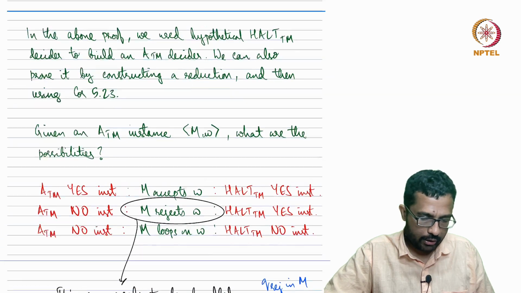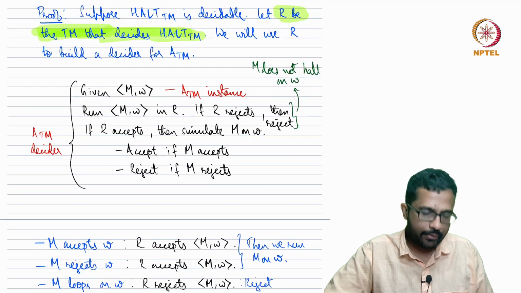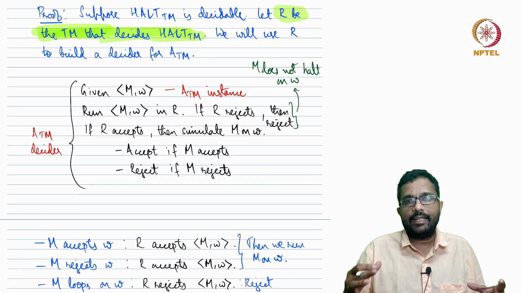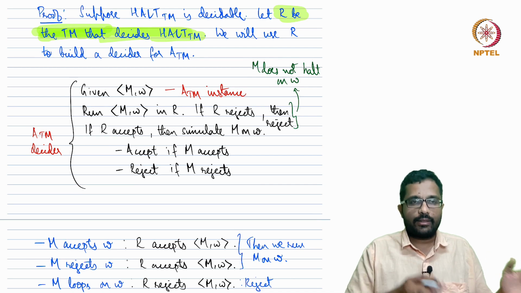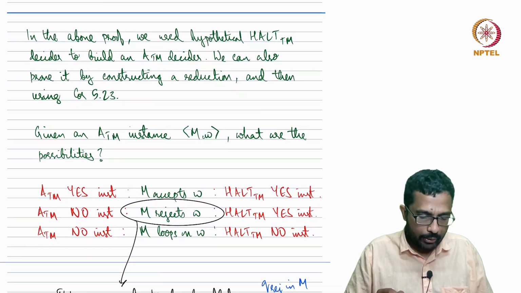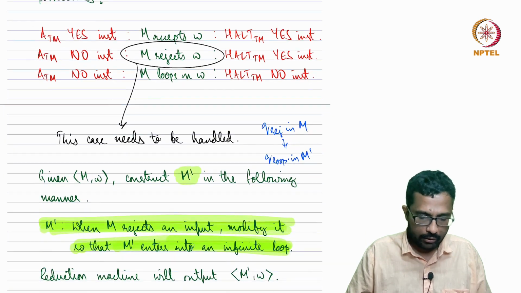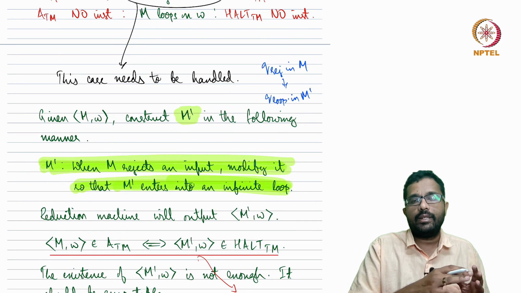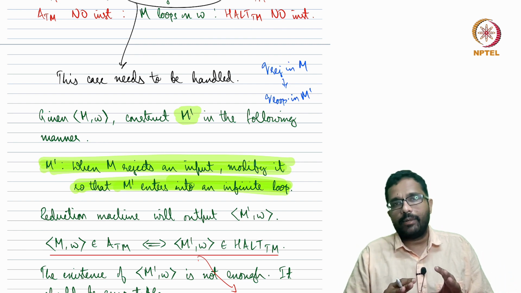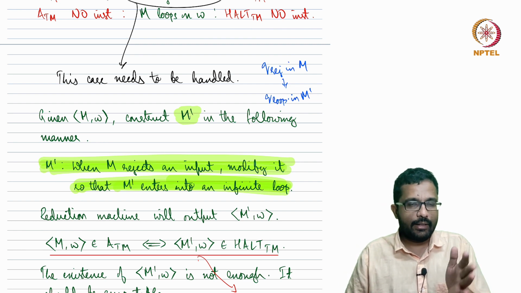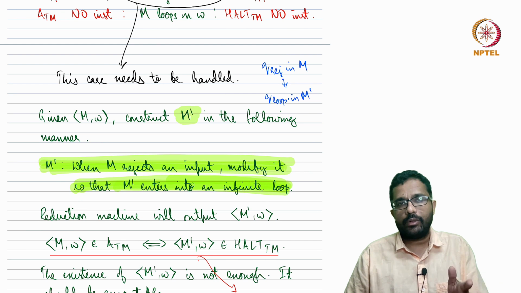First we saw a direct approach, where we use the HALT-TM decider to construct an ATM decider. Now here we are presenting a reduction from ATM to HALT-TM, where we modify the ATM instance to construct a HALT-TM instance so that it's a proper reduction. Yes instances map to yes instances, and no instances map to no instances.